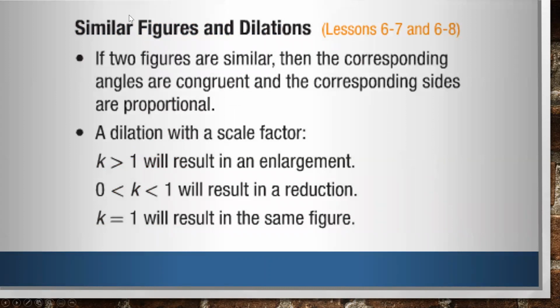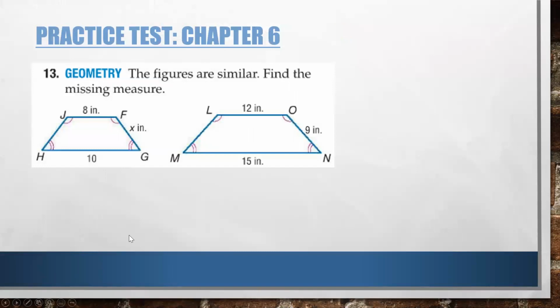Last section, I believe, is about similar figures and dilations. If two figures are similar, then the corresponding angles are congruent and the corresponding sides are proportional. So this gets a little bit into geometry. Okay. And then it says a dilation with a scale factor of k greater than 1 will result in an enlargement. So if the scale factor is greater than 1, you're going to get something larger. If it's greater than 0 and less than 1, it will result in a reduction. Okay. And then if k is equal to 1, it will result in the same figure. Okay. All right. So let's look at problem number 13.